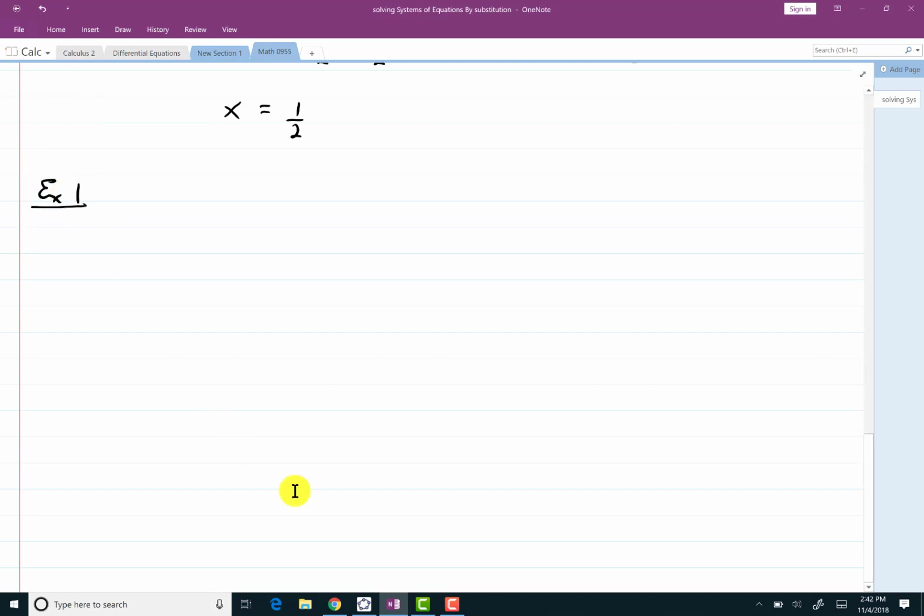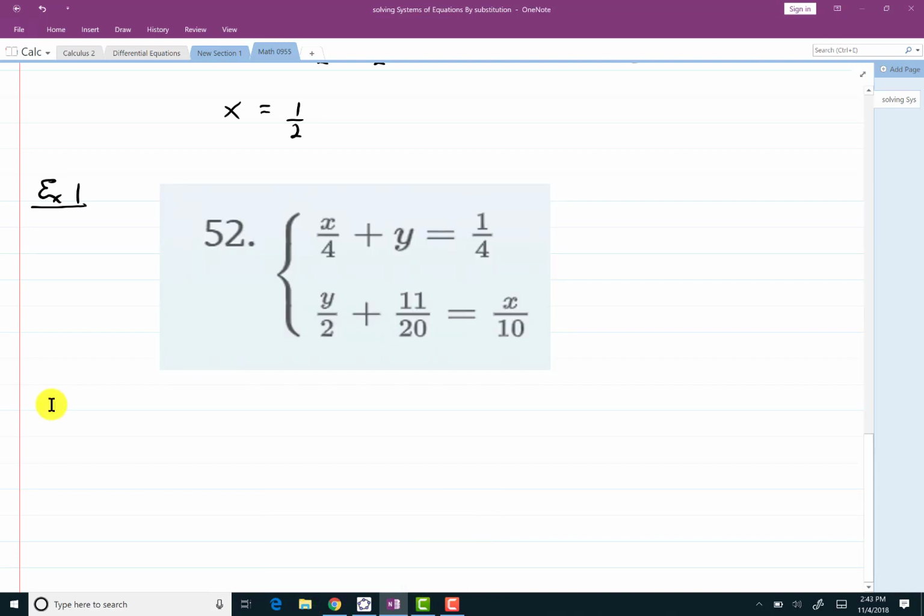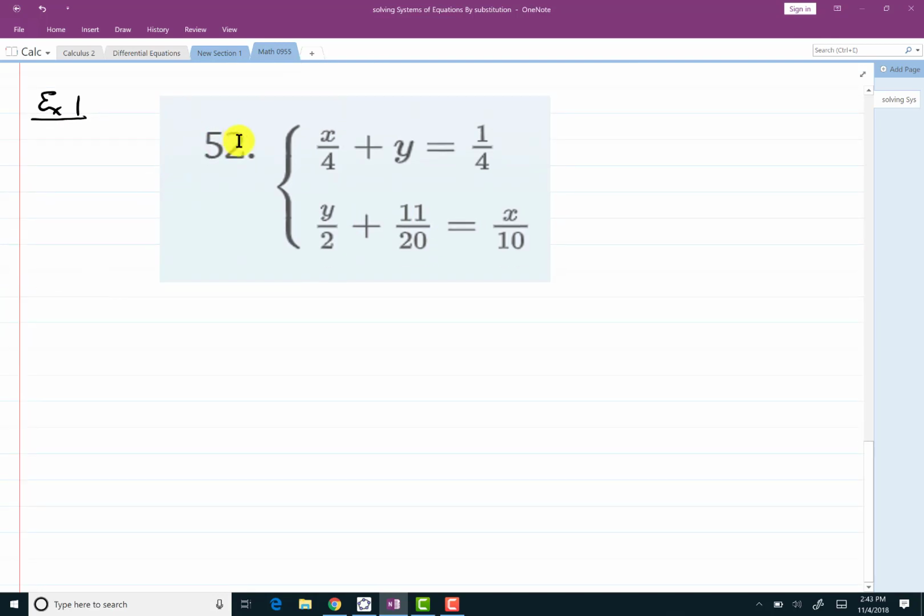Even though I did an example, I will call this one example 1. And I'll grab things directly from your textbook. In this problem here, I have number 52 from the textbook. You can see that I don't have anything explicitly being alone, but I do have a lot of fractions. What I would probably do in a problem like this, let me grab the first equation, x over 4 plus y equals 1/4. And the other one, y over 2 plus 11 over 20 equals x over 10.